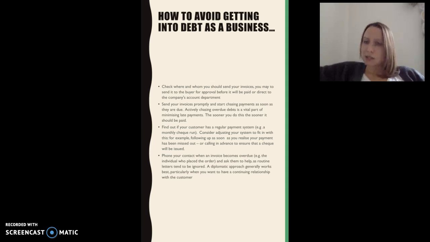So you may need to just consider adjusting your system to fit in with theirs, so that you know exactly when to expect it, when their deadline is. So if you send your goods on, say, the 1st, you know you've got to have the invoice to them by the 5th, so that then they can process payment for the 12th. Otherwise you'll be missed and it will go in the next month's run. So ensure you have those conversations with the businesses to make sure you know exactly when your money's coming in, and that will help you manage your cash flow effectively.